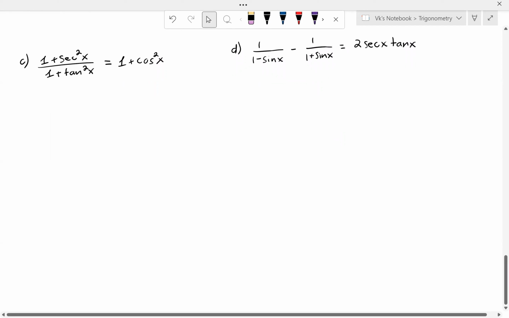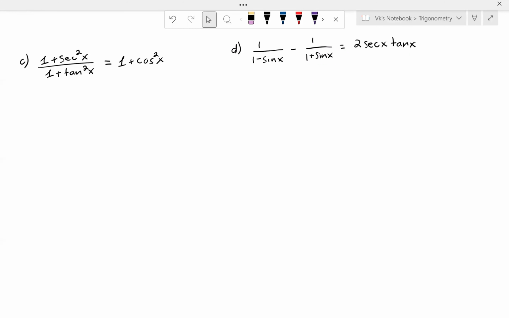In C, 1 plus secant squared over 1 plus tangent squared. Just use one identity, guys. 1 plus secant squared, we don't have any identity for that one. 1 plus tangent squared, yes, Pythagorean identity. So it is easier to work with the left side and show that the quotient is exactly 1 plus cosine squared.